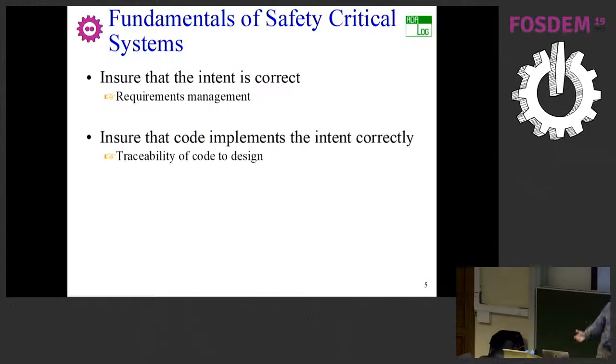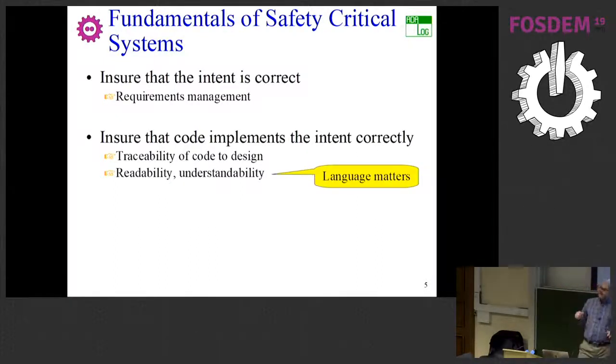So this requires, of course, first traceability of code to design, but many other aspects. So it's always about convincing the certifier. You need to show the guy that this is exactly what was expected. For example, readability is very important. If you have a strange, impossible to understand language, the certifier will not read it. He will not try. He'll say, okay, I don't understand. Get back. Okay?